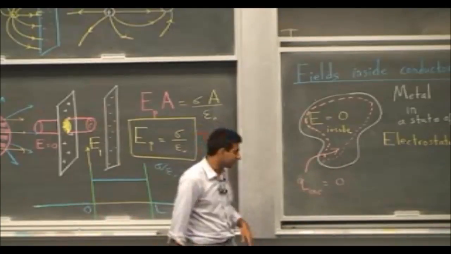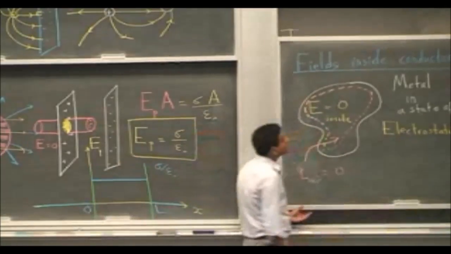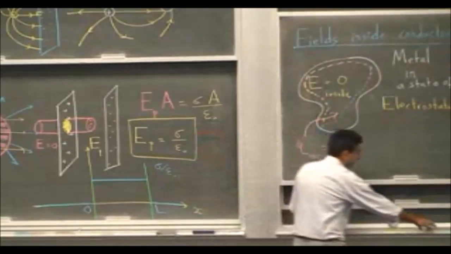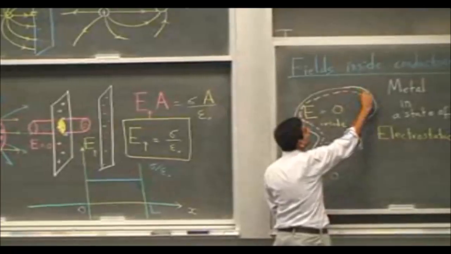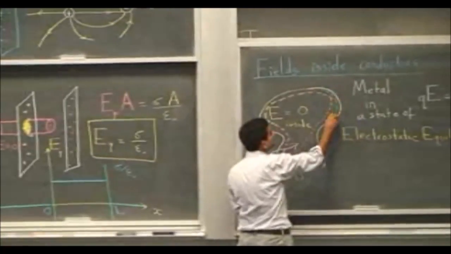Now how do we resolve this situation? Suppose I make another Gaussian surface. This time I make this Gaussian surface closer to the surface of this metal volume.